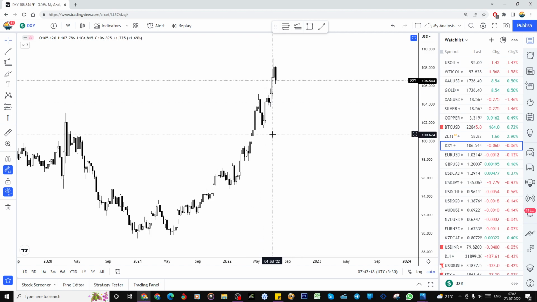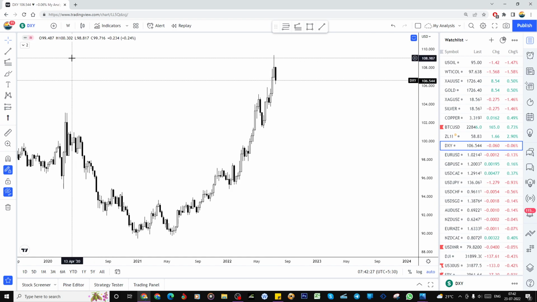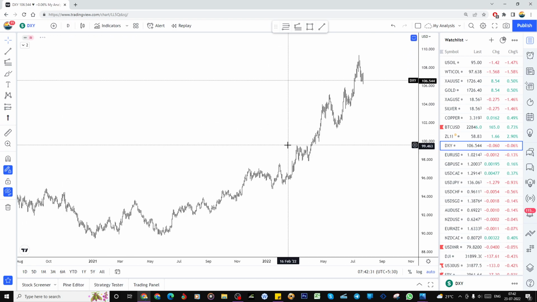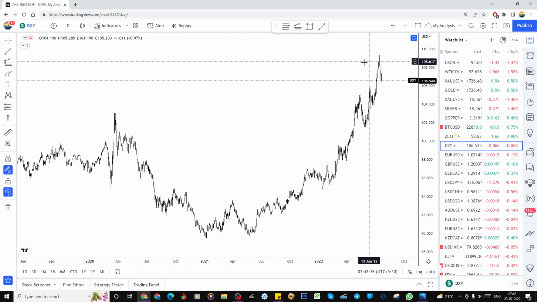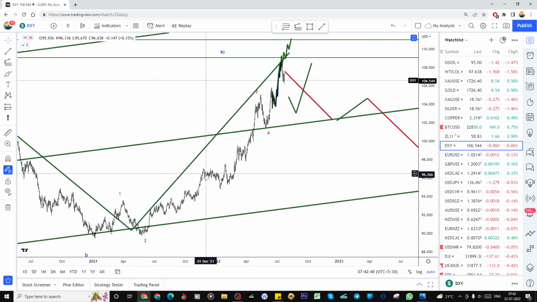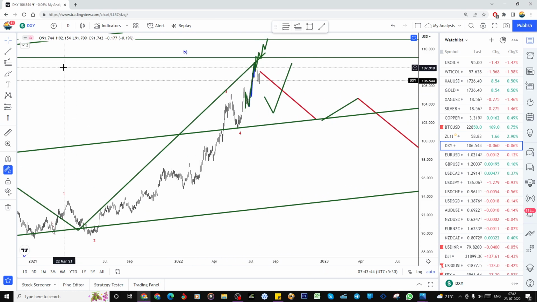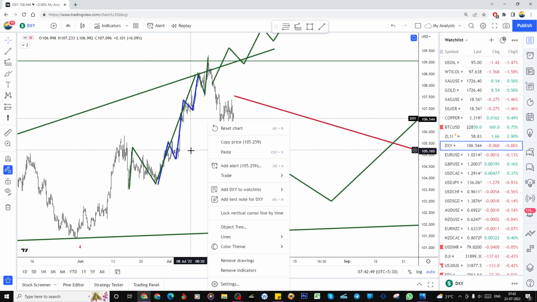In my view, somewhat it looks like a 1, 2, 3, 4, 5 is completed here. There are a lot of options. It looks like the third wave is completed and we are in a bigger fourth wave. But as per my previous plan, 1, 2, 3, 4 and 5 is already completed here, as I explained in the previous week.